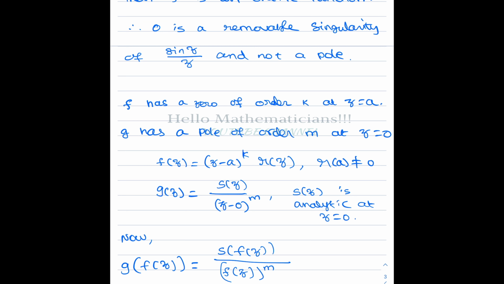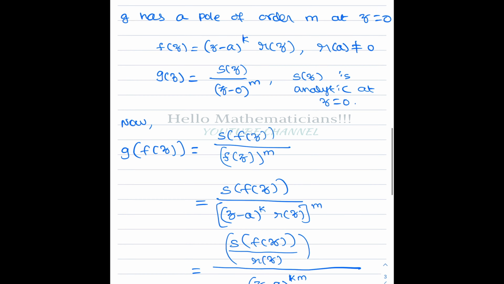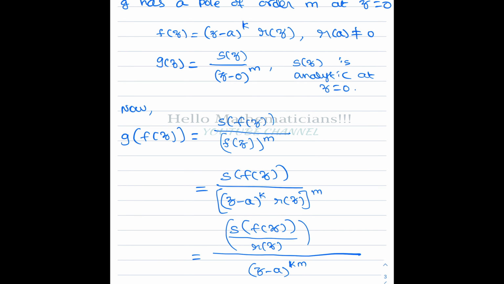That is our definition of zero of a function. g has a pole of order m at z equal to 0. Then that means that g of z equals s of z by z minus 0, whole power m, where s of z is analytic at the point z equal to 0. That is our definition of pole. Now we calculate what is g of f of z.